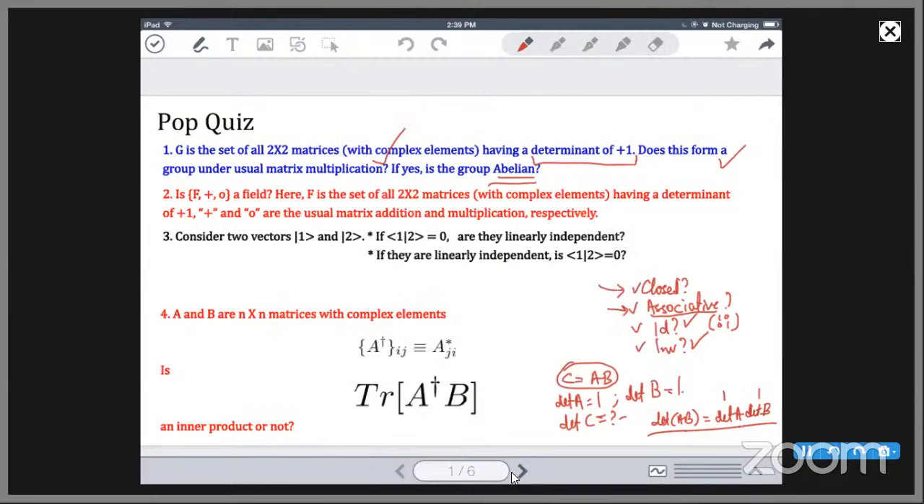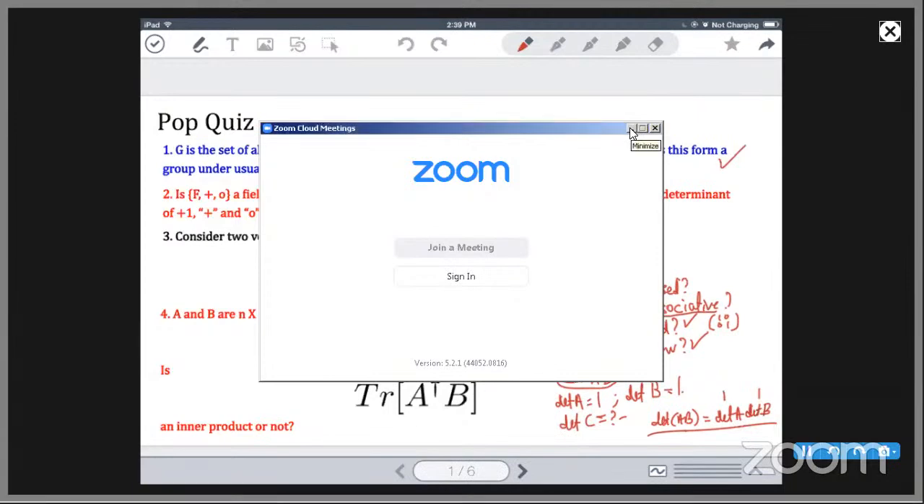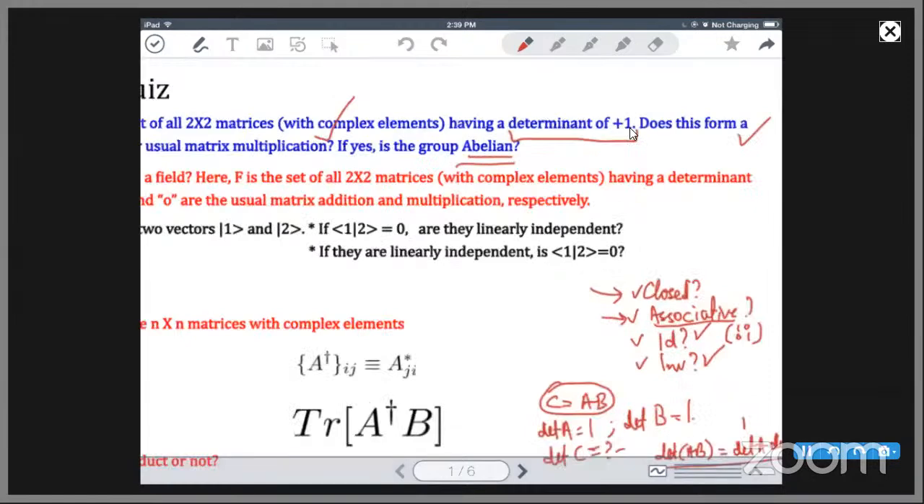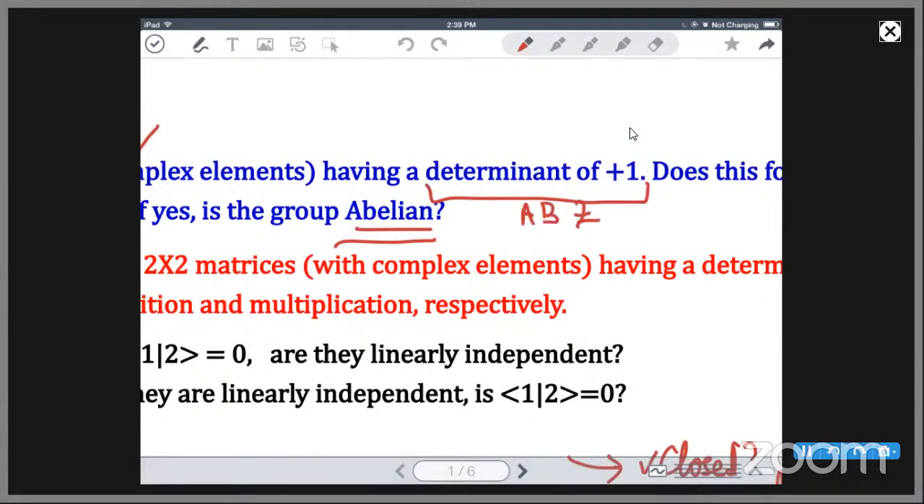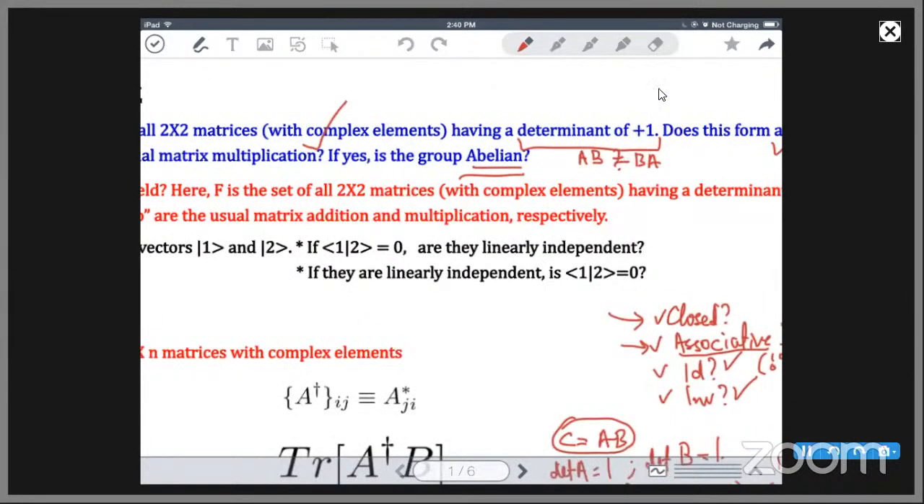Okay, so I think I need to do this. It's also called commutative. So in this case, is the group abelian? If I give you A and I give you B, I multiply them, is it the same thing as B times A? No. So it's not. In general, the group is not abelian. Okay, that's good.